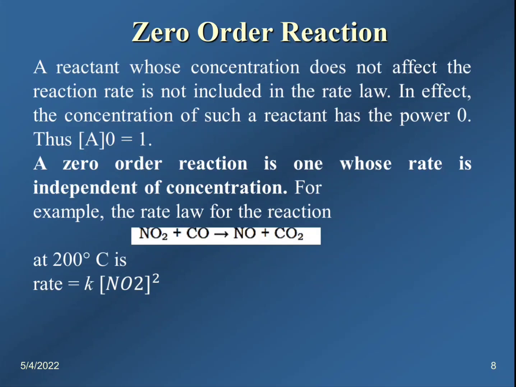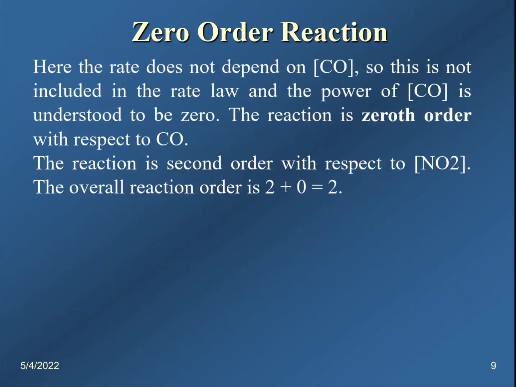Then another one, next is different orders of the reaction. We have seen first order, second order, and there is a zero order reaction also. Now what is a zero order reaction? It is a reaction in which the concentration of the reactant does not affect the reaction rate, so it is not included in the rate law. In effect, the concentration of that reactant has the power 0. So A raised to 0 equals 1. So a zero order reaction is one whose rate is independent of the concentration of the reactant.